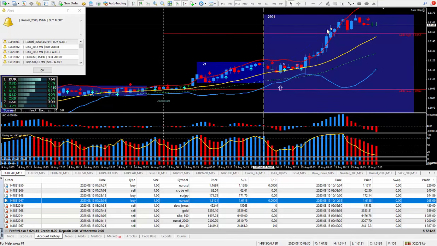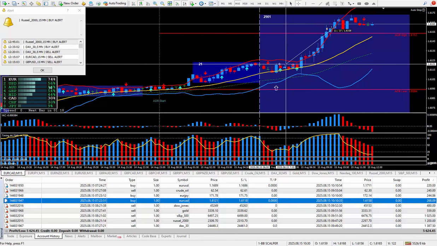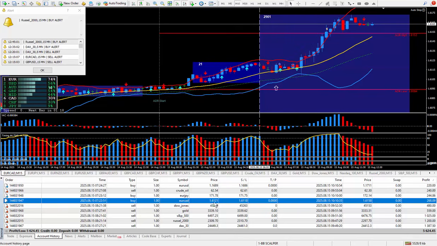I got in and I got out at this point. Went up a little bit more, but that didn't bother me. I was happy with what I got. Looks like 36 pips, paid out $268.